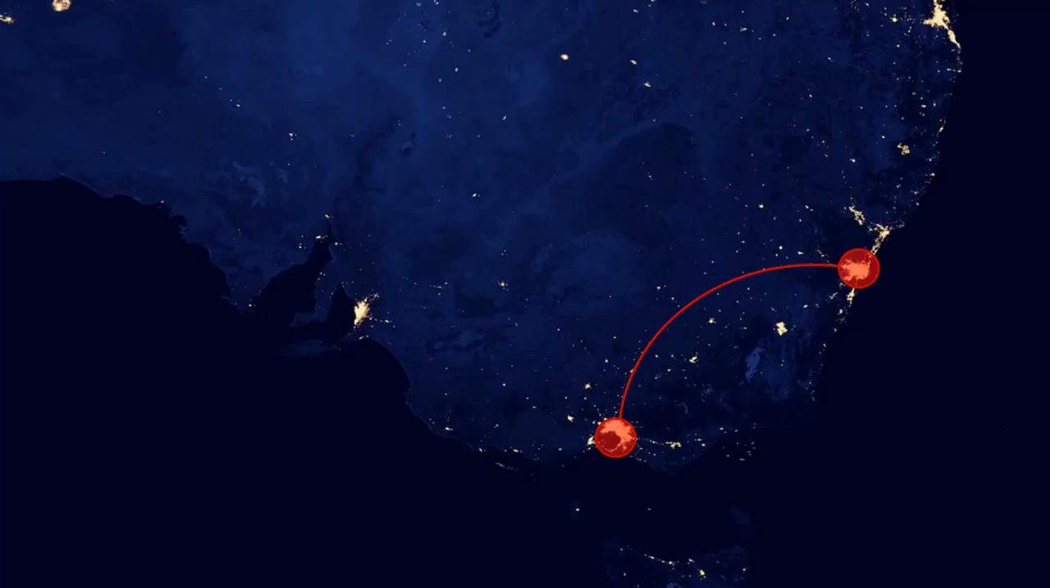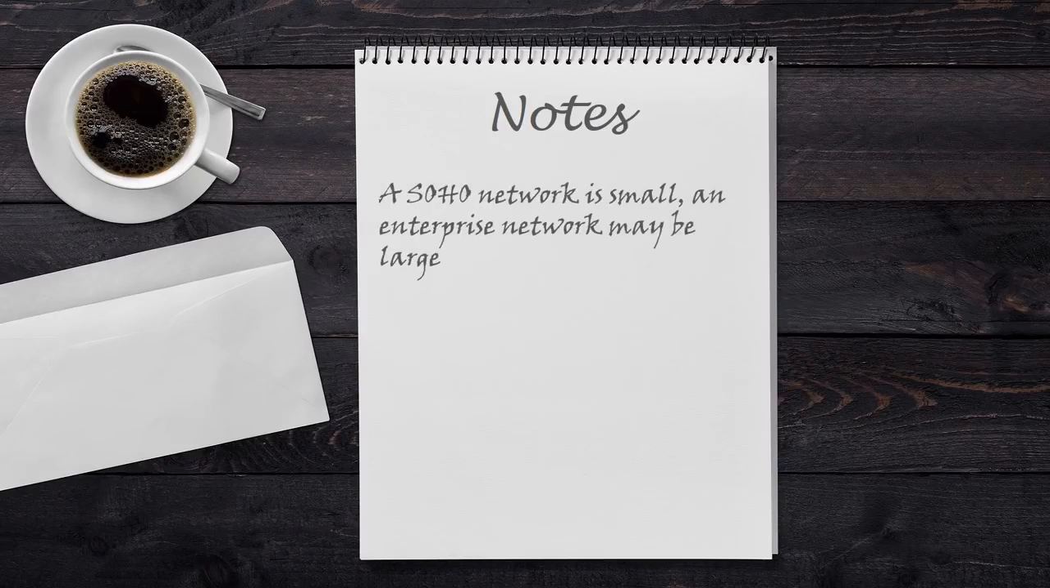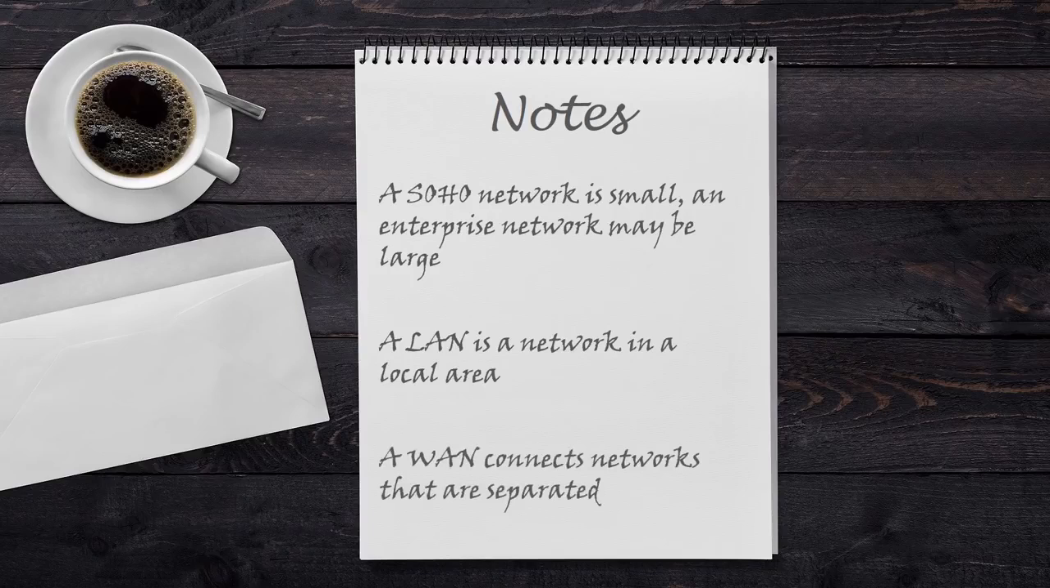WANs are a topic all of their own, so we'll cover them in detail in a later video. Let's take a moment for a quick summary. All networks are different, and this includes their size. A SOHO network is very small, while an enterprise network may be very large. Of course, your network could fit in anywhere in between. A LAN or local area network is a collection of network devices in a local area, like a single building. A WAN or wide area network connects networks that are far apart.